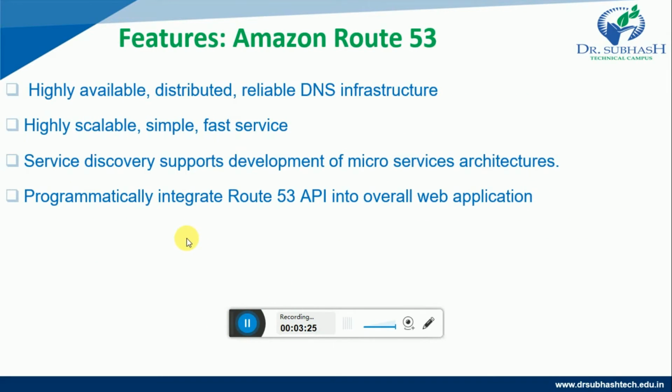Now let us see what are the features of Amazon Route 53. The first one is it is a highly available, distributed and reliable DNS infrastructure. The second one is it is a highly scalable, simple and fast service. Third one is it also provides service discovery support for development of microservice architectures. And fourth one is programmatically integrate the Route 53 API into overall web applications. So friends, these are the features of Amazon Route 53.